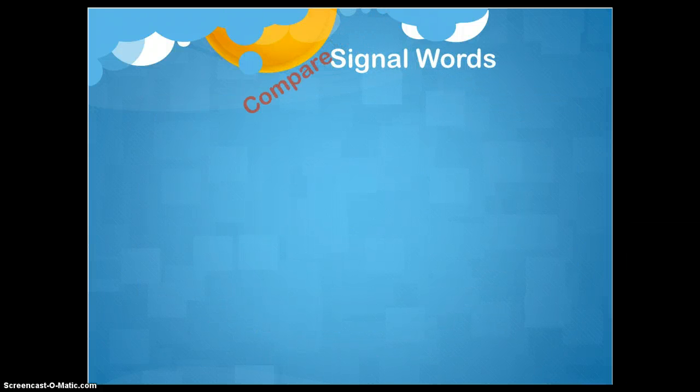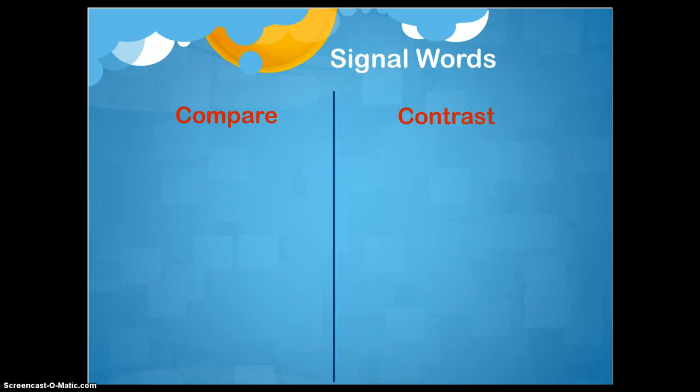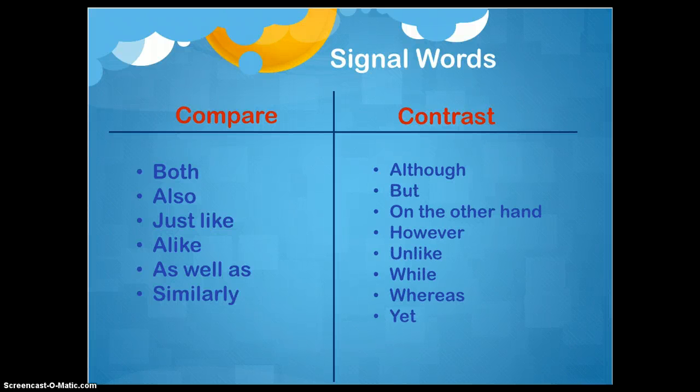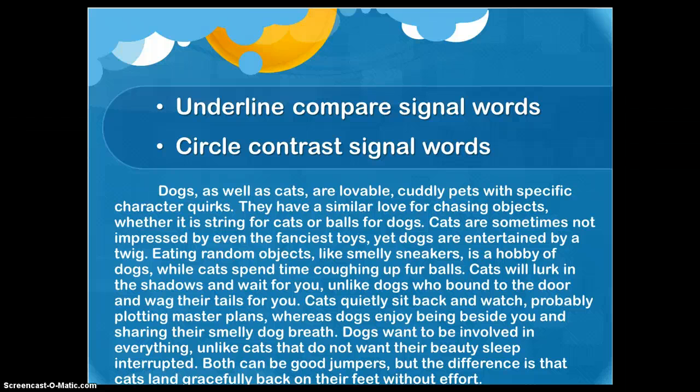Signal words are words that the authors use to signal to the reader that they are using compare and contrast. Some words that authors use when comparing are both, also, just like, alike, as well as, and similarly. When contrasting, authors use the words although, but, on the other hand, however, unlike, while, whereas, and yet. When you see one of these words in a text, you know that the author is either comparing or contrasting two things. Now let's practice the skill you just learned.